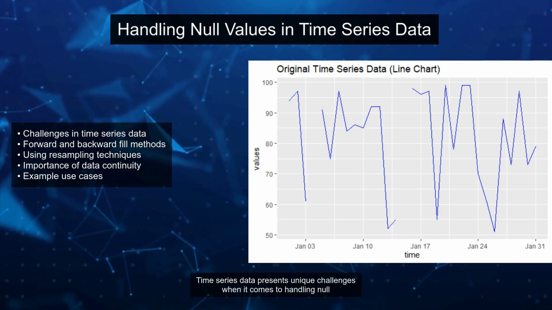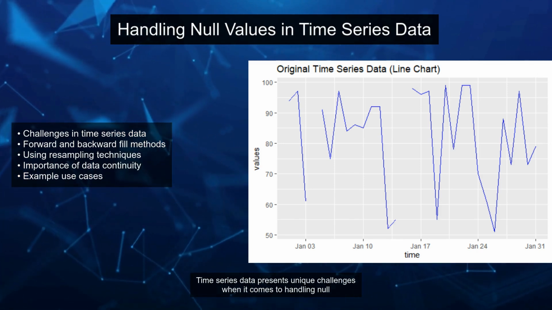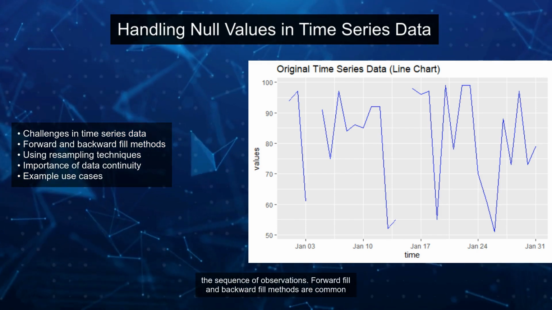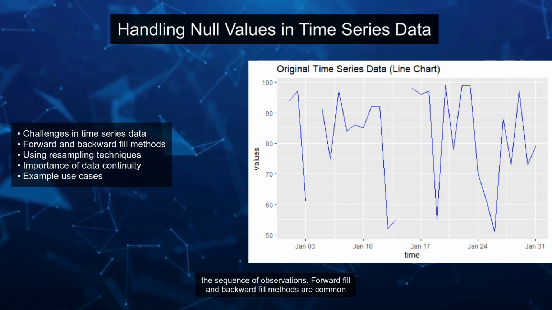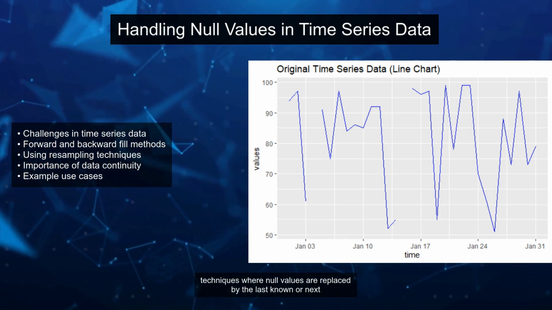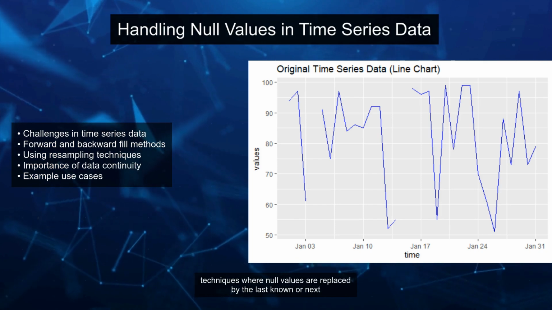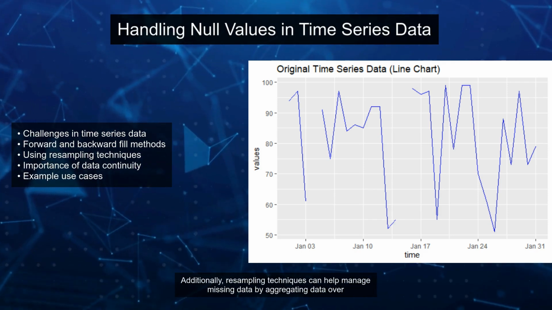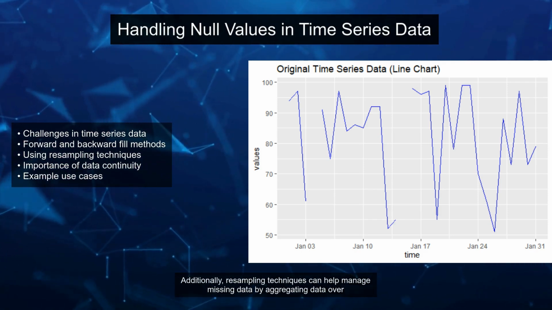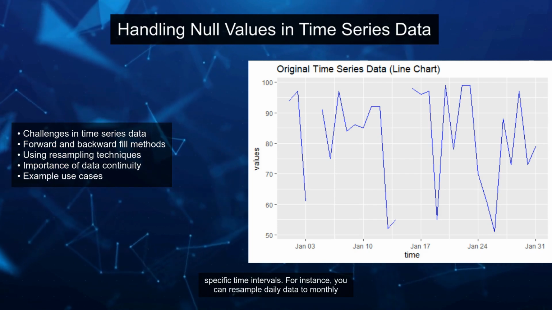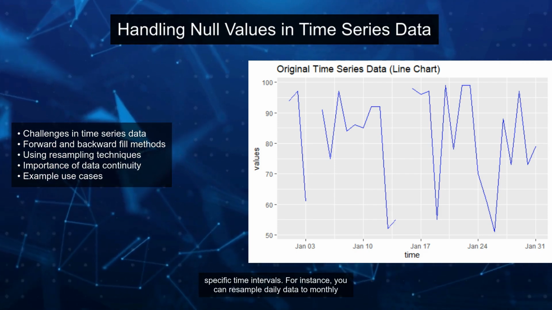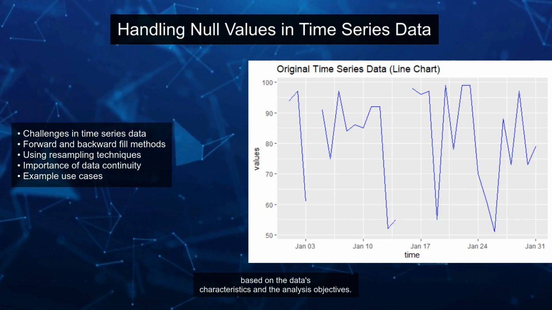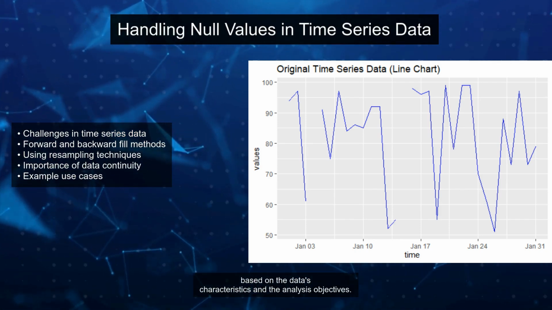Time series data presents unique challenges when it comes to handling null values. The temporal nature of such data makes it crucial to preserve the sequence of observations. Forward fill and backward fill methods are common techniques where null values are replaced by the last known or next known value, respectively. These methods are useful when data continuity is essential. Additionally, resampling techniques can help manage missing data by aggregating data over specific time intervals. For instance, you can resample daily data to monthly data to fill in gaps. It's important to carefully choose the method based on the data's characteristics and the analysis objectives.